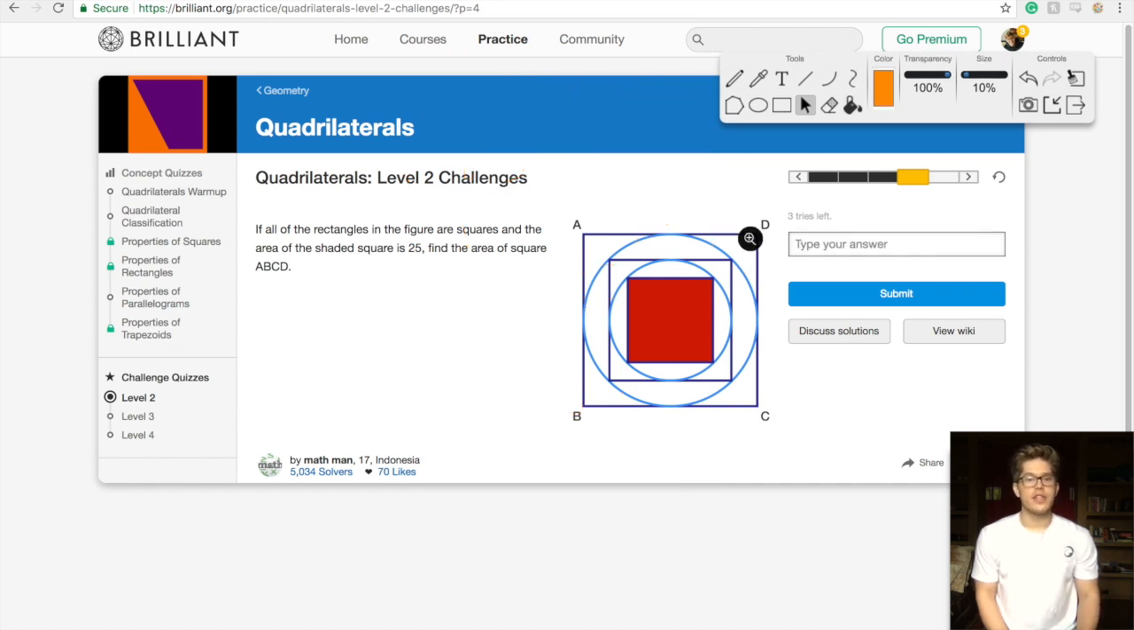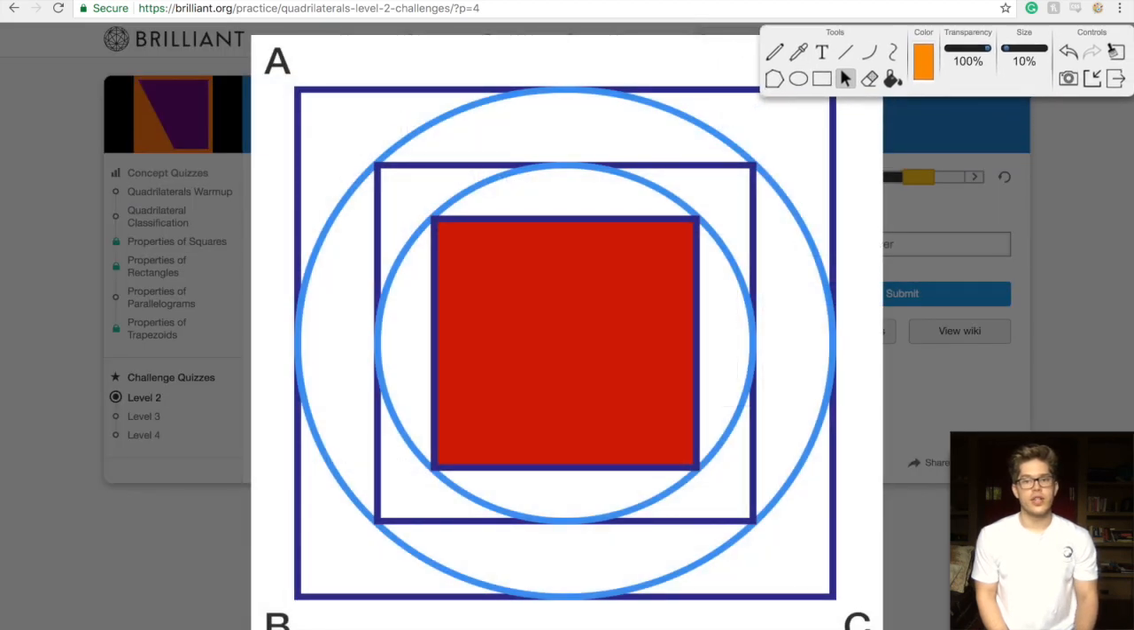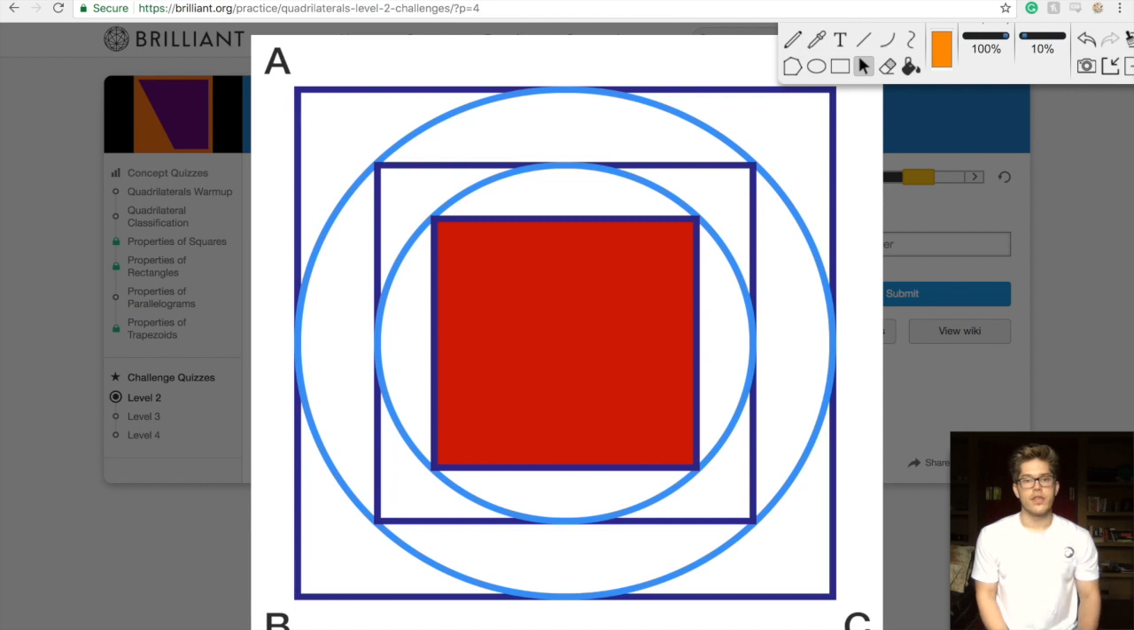If all the rectangles in the figures are squares, and the area of the shaded square is 25, find the area of the square ABCD. So here we want to find the area of the largest square. We know that the red shaded in, it has an area of 25. This color is not showing up too hot. Let's try this green maybe. A little bit better. Whenever we get off the red, it will show better. So we know this side length is 5 and this side length is 5.